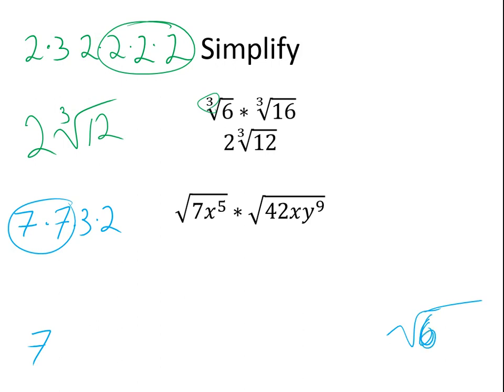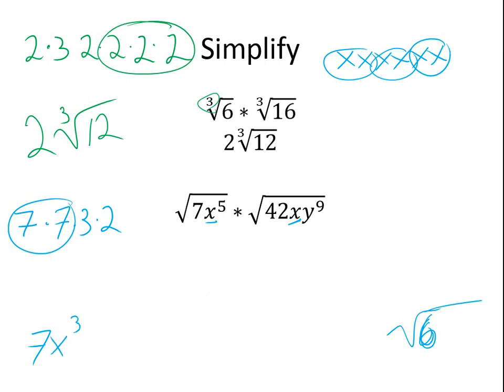There we go. Now we've got our x's. We got 1, 2, 3, 4, 5, and then we got another one from here. How many groups do we have? 1, 2, 3. We've got 3 groups of 2, so we have x cubed.